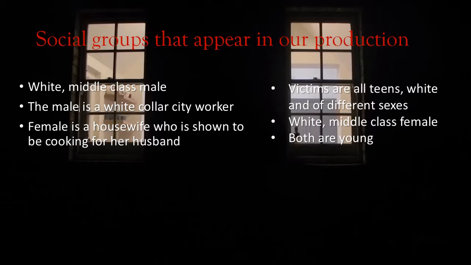Going through the social groups that appear in our production, firstly there was a white middle-class male played by Rob. The male is a white-collar city worker. The female is a housewife who is shown to be cooking for her husband. The victims are all teens, white and of different sexes, a white middle-class female, and both are young.